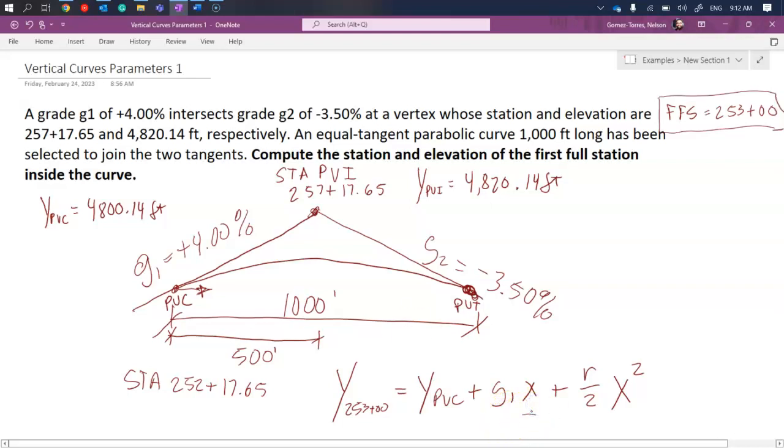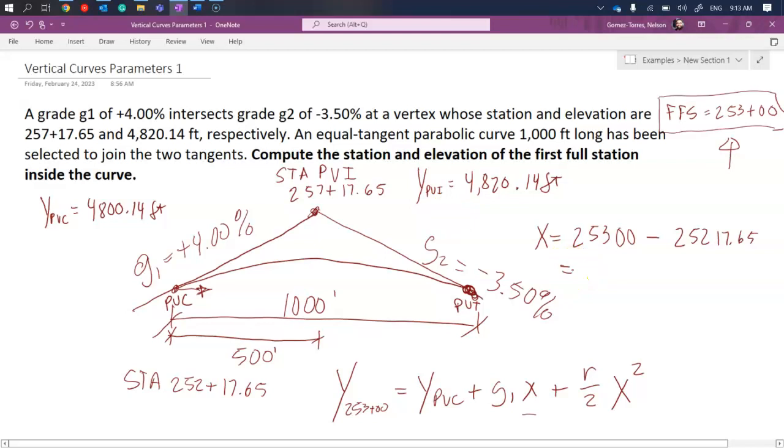X. What is X? X is the distance from PVC to the point that I care about. The point that I care about is at station 253 plus 00. So I want to calculate X. I am at station 253 plus 00, but I'm going to use feet now because I'm dealing with distances in feet, minus the station of the PVC. In essence, I change it back to feet: 252, 17.65.